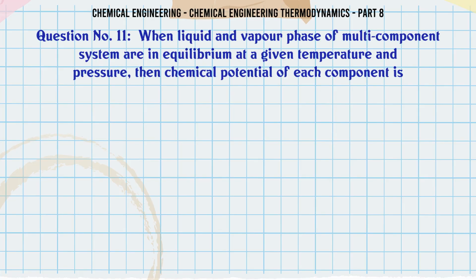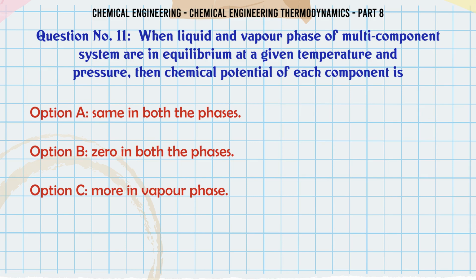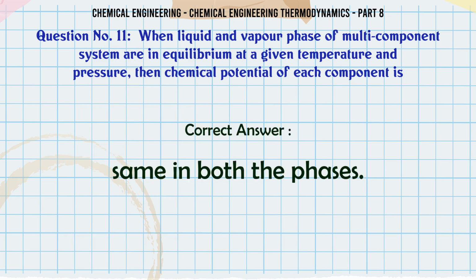When liquid and vapor phase of a multi-component system are in equilibrium at a given temperature and pressure, then the chemical potential of each component is: A. Same in both the phases. B. 0 in both the phases. C. More in vapor phase. D. More in liquid phase. The correct answer is same in both the phases.